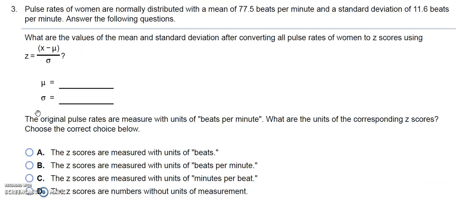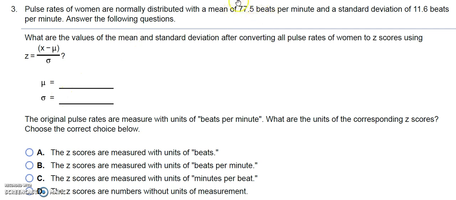In the third question here, you are given a mean value and a standard deviation, and then this is kind of tricky. It's a very simple question, but it's kind of tricky. So just read that. What are the values of the mean and the standard deviation after converting all pulse rates of women to z-scores? So when you convert all given data set to z-scores, the mean and standard deviation of a set of z-scores is always the same. The mean is 0 and the standard deviation is 1.